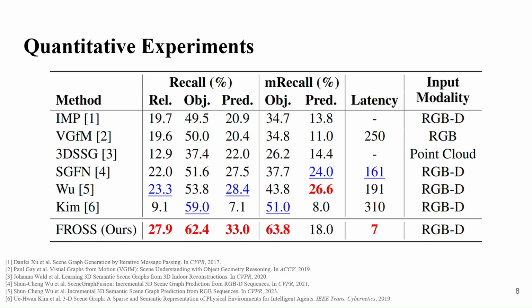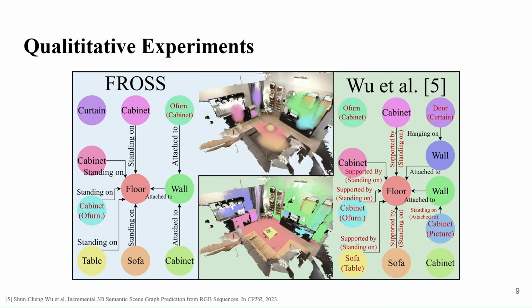Compared to prior methods, FROSS achieves significantly higher recall performance while maintaining much lower computational latency, which is 27 and 44 times faster than the two top-performing baselines. Qualitatively, FROSS can accurately approximate object locations and spatial extents. Furthermore, by leveraging richer information from the entire input image, FROSS better distinguishes between objects with similar geometry and semantically close relationships, for example, curtains and doors, or sofas and tables.